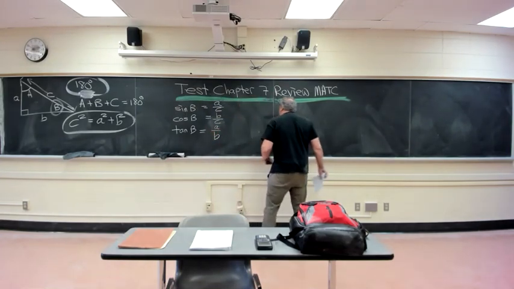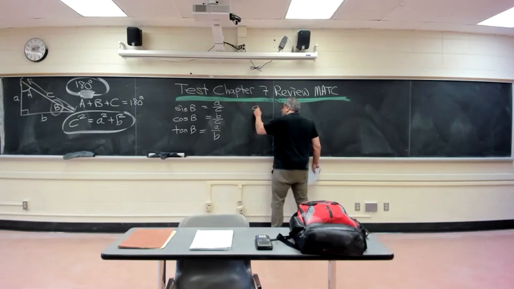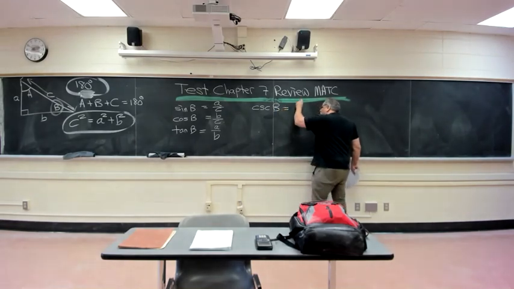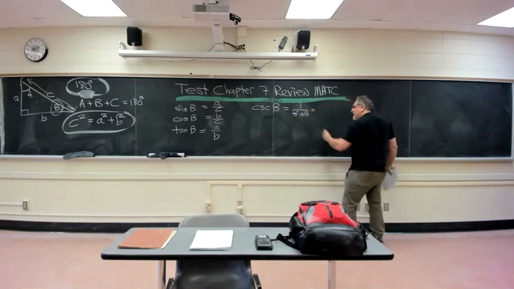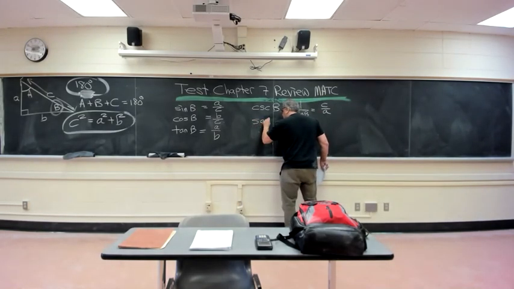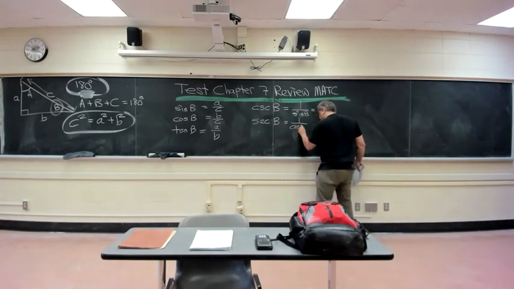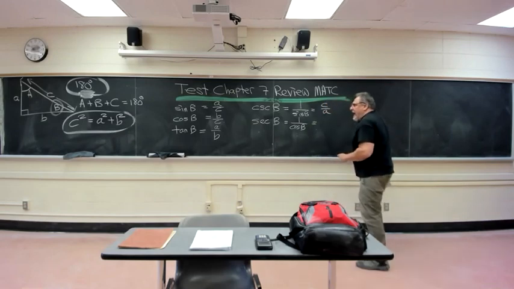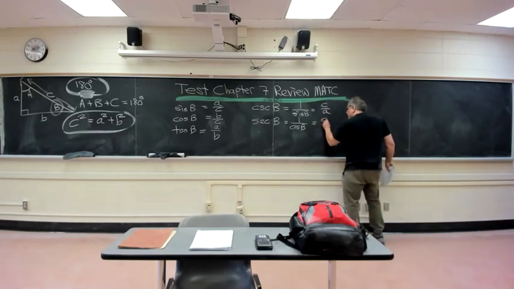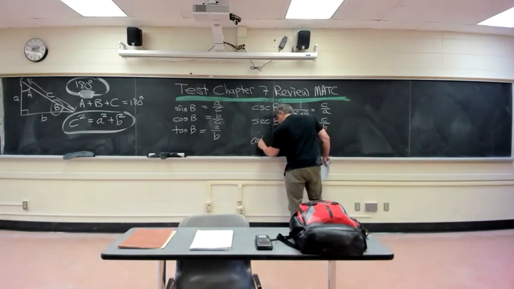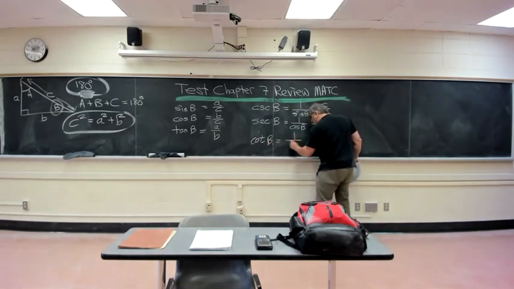They also have other things, like the cosecant. The cosecant of B is 1 over the sine of B, which is the reciprocal of the sine of B, and in this case it would be C over A. The secant of B is 1 over the cosine of B, and that is C over B. And the cotangent of B is the reciprocal of the tangent.